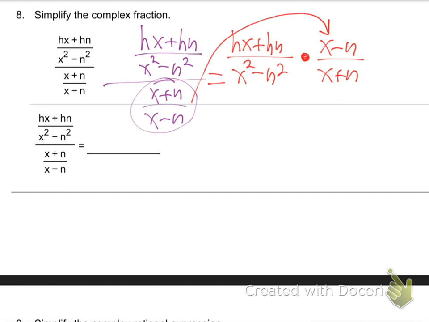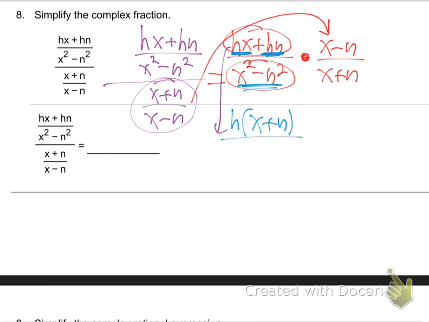Okay, so now, what do you think we do now? Factor. It's a bunch of factoring. Do you see how it's a bunch of factoring? See how this and this both need to be factored? That's why we did all that factoring chapter. So that numerator, I can factor out. How do you factor this numerator there? Take out the h. And how do you factor this? It's a double-double. X plus n, x minus n, difference of squares, they call it.